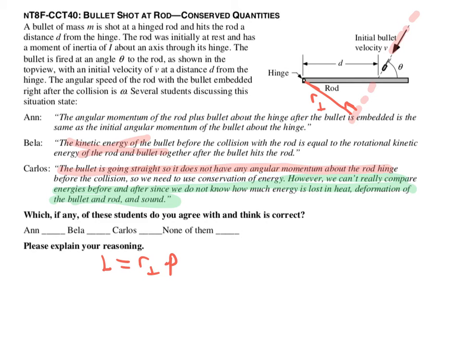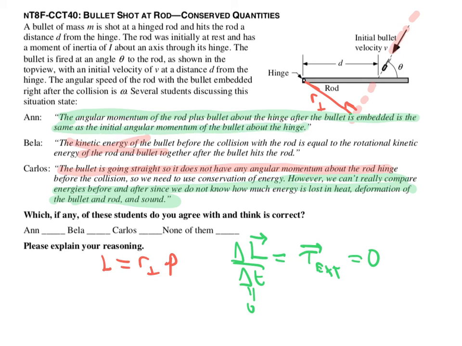In fact, it will be Anne who's correct, because there is no external torque, and we know that the change of L with respect to time is equal to the external torque, along the same lines that the change in momentum with respect to time was the force. And so, since there is no external torque, there's no change in angular momentum. And so the angular momentum will be conserved, and so we can say this is true, which would allow us to actually compute the speed, although they don't ask us to do that.